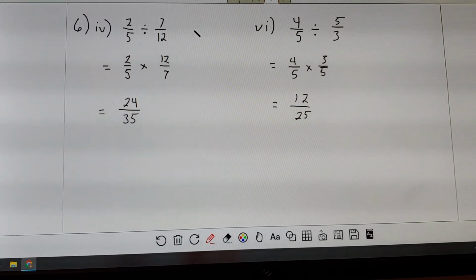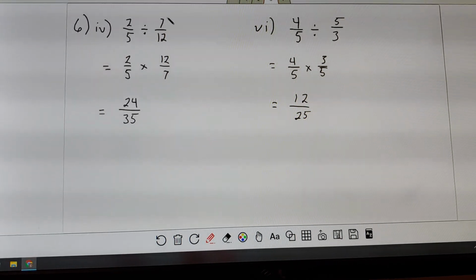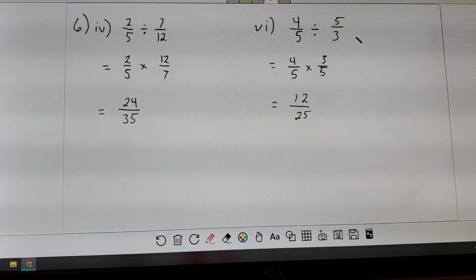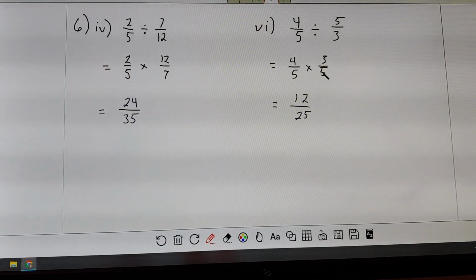Then on to 6. So I did Roman numeral 4 and Roman numeral 6 for you. 2/5 divided by 7/12. We're just taking the reciprocal of that, 12/7. 2 times 12 is 24. 5 times 7, 35. And then that one's in lowest terms for us already. They're taking it easy on us with the lowest terms on this page. Same here, just flipping this guy over, it becomes 3/5. 3 times 4 is 12, 5 times 5 is 25, and that one's in lowest terms too.